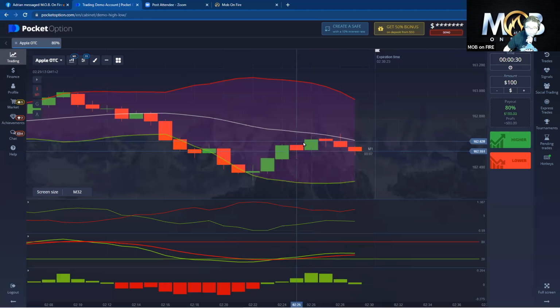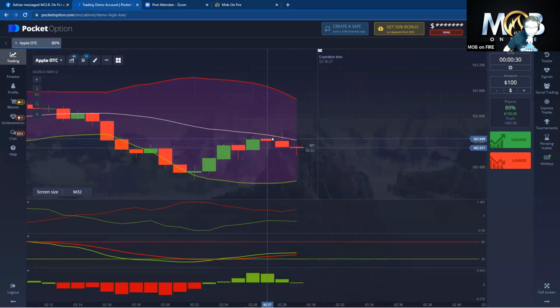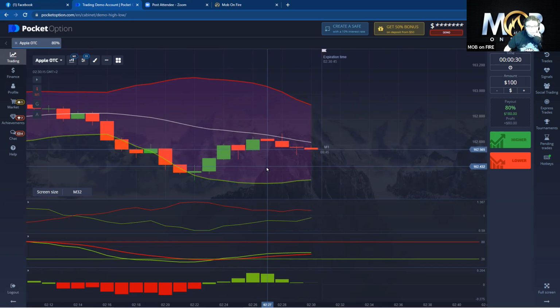But it did exactly what I told you it might go ahead and do. It went to that white line in the middle and it bounced off and it's heading right back down. That's why we do not get into a trade right here in the middle. The middle is no man's land. We're not going to go ahead and trade in the middle because it can go in either direction.